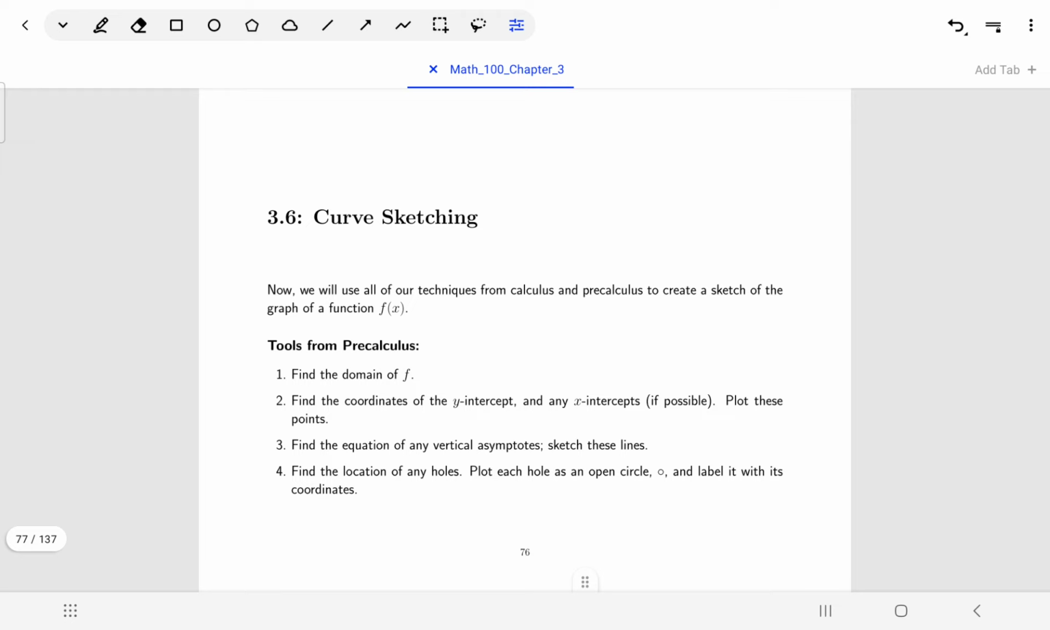Welcome back. In this section, we're now going to take everything that we've learned in the first part of Chapter 3 and apply it to sketching a graph of a function. Of course, we're not going to forget all of the things that we've learned in pre-calculus, so we'll still use what we know from pre-calc to help us out, which means that when I start looking at any function, of course, I'm going to think about its domain.